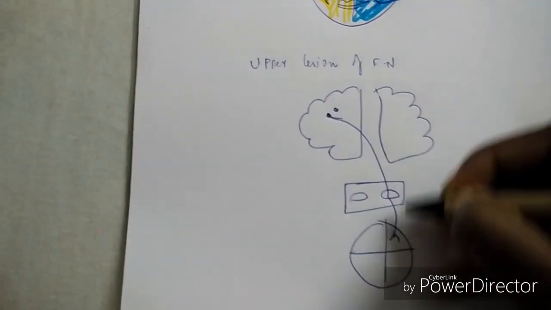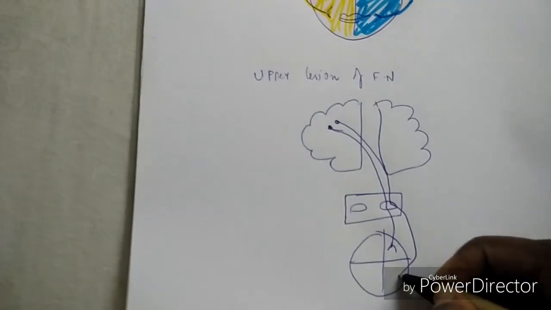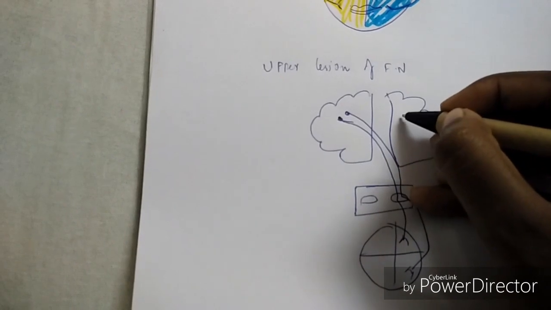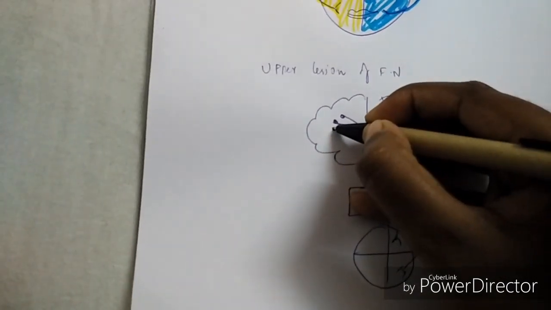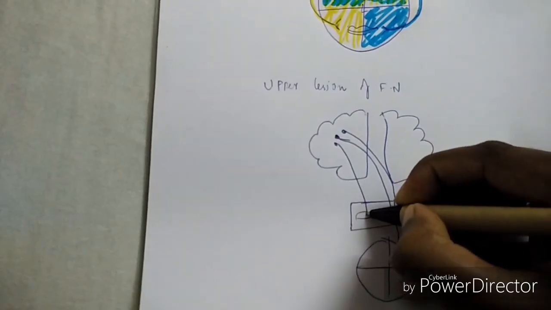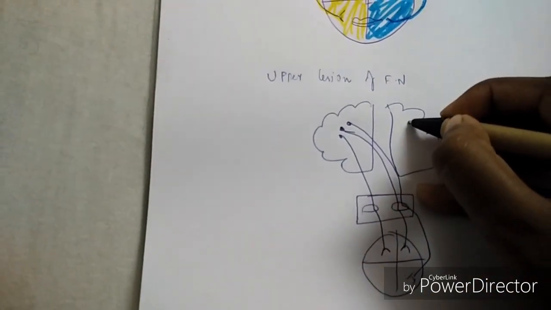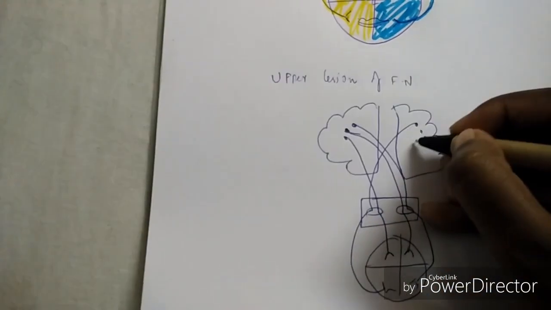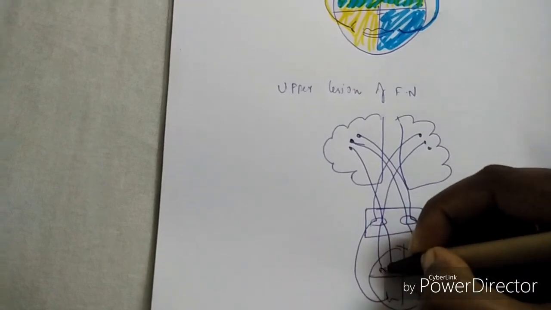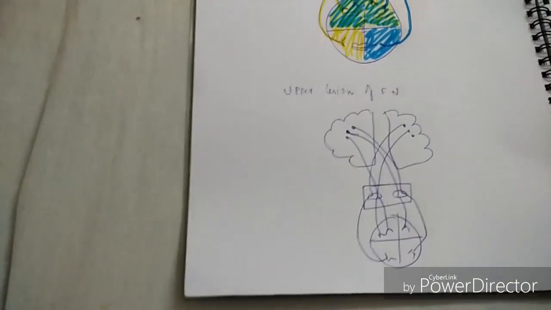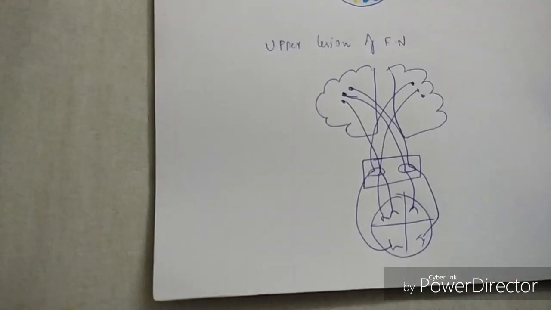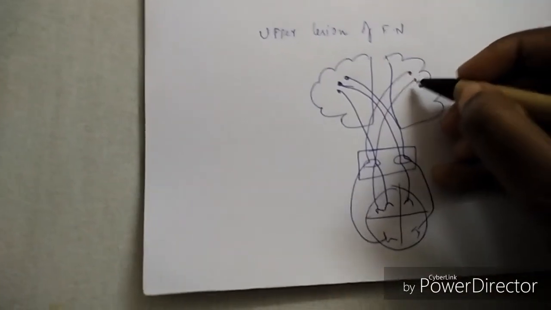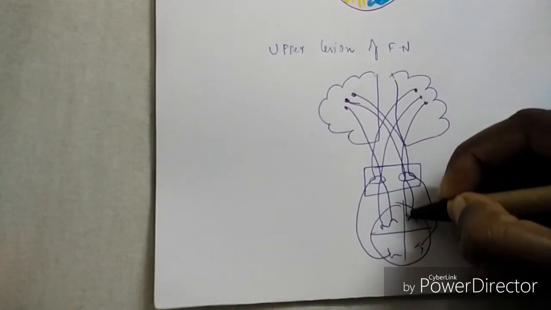Coming here, going there, supplying. Coming here, going there, supplying. Coming here, going there, supplying. Something is missing. Oh, this one. Coming here, going there, supplying.